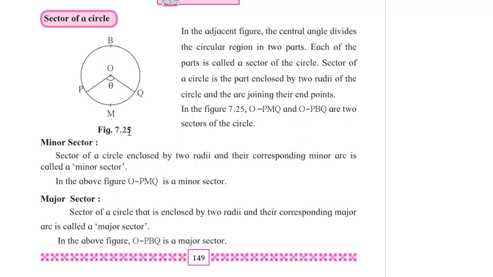In this figure 7.25, OPMQ, this is the way we write a sector. So O, we mention the center, then PMQ, so this whole part is one sector, and OPBQ is another part. So here we can see that the whole circle is divided into two parts. One is OPMQ and the other is OPBQ. These two parts are called sectors of the circle.